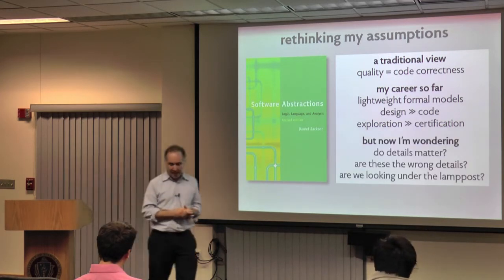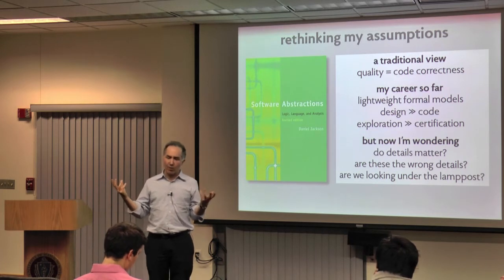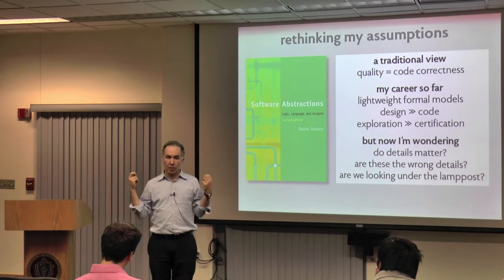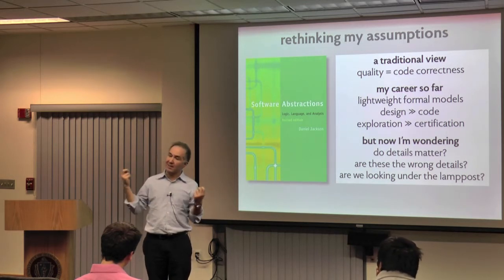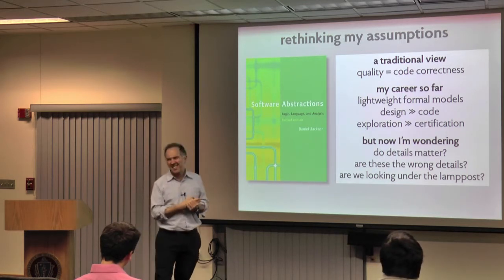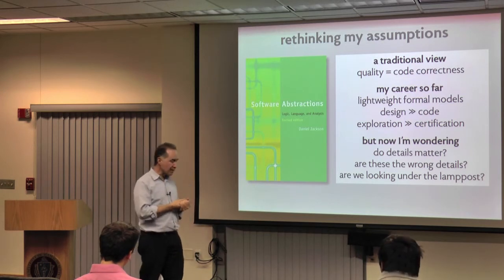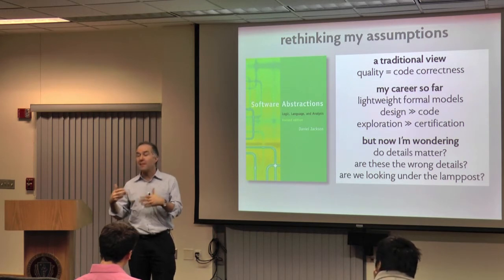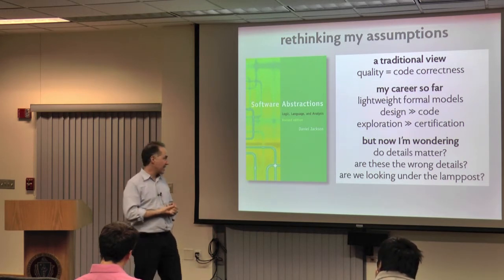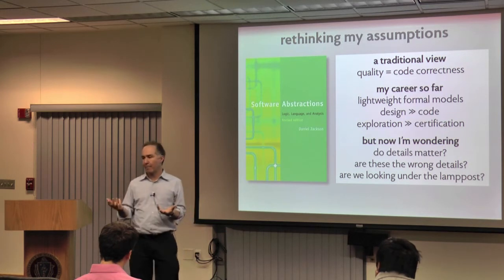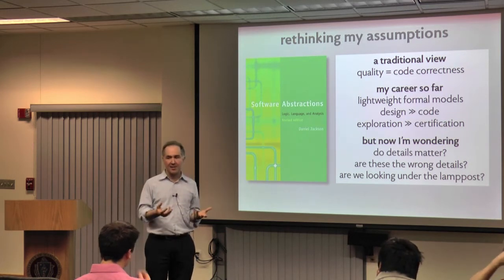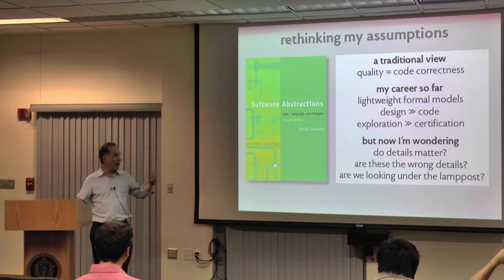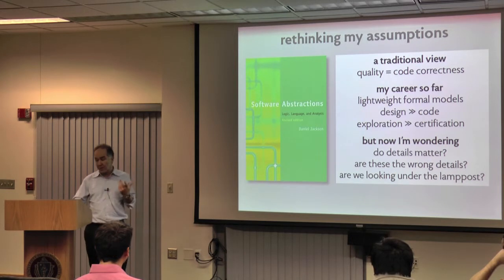One of the things I'm wondering about is that an assumption behind Alloy was that every little detail of your design really mattered, and that what you really needed was a tool that would catch every little detailed error. And I'm asking myself, well, do these details really matter that much? A more interesting way of looking at it is, well, maybe details matter, but maybe these were the wrong details. And in particular, are we looking under the lamppost? In other words, are we looking at the things we can analyze rather than the things that really matter? So I'm going to tell you a little bit about how my point of view has shifted by showing you essentially a software development model.